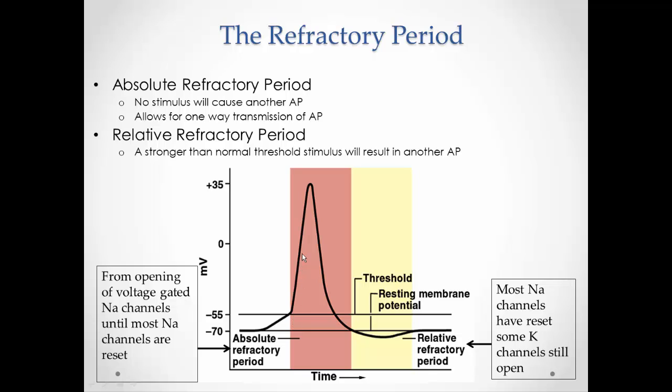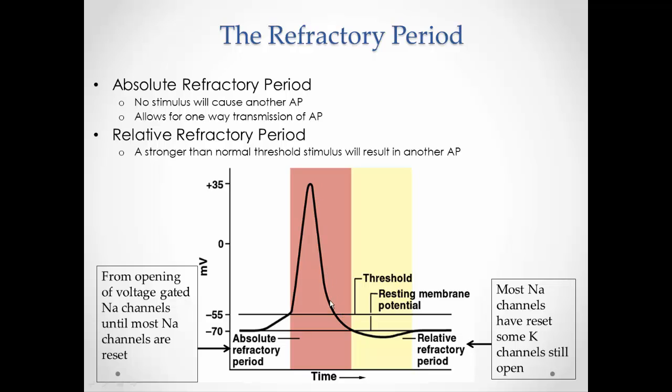If you've got depolarization going on anyway, you're in the middle of an action potential. But even during repolarization, if I hit it, say with a stimulus right here, I can't get another action potential generated. Okay, because I'm in what's called the absolute refractory period.